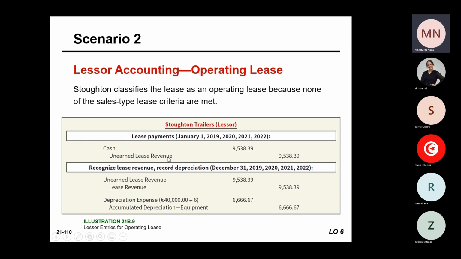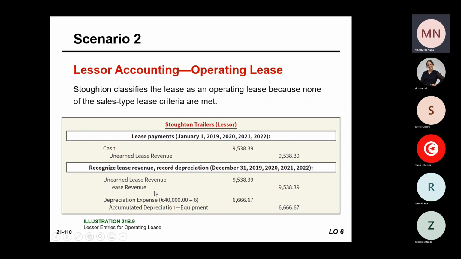As an unearned revenue. You see here, why unearned? Still, we didn't earn the first payment, but it will be recognized as revenue at the end of the accounting period. Okay, so that will be done for the entire 4 years. Every year on January 1st, when we receive the lease payment, we debit cash and we credit the unearned lease revenue.